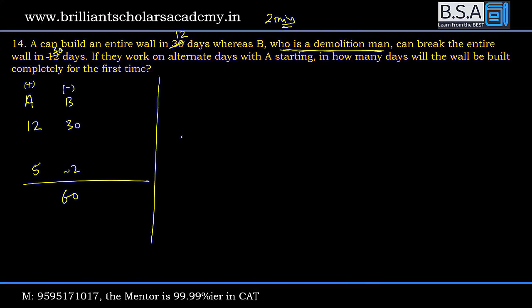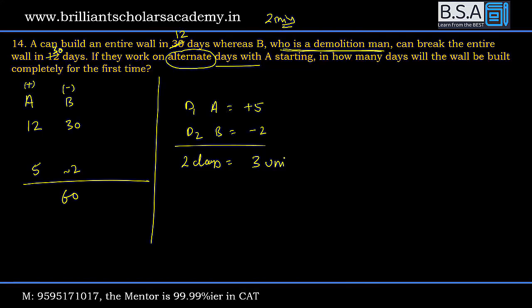So how such questions are solved is they are working on alternate days. So it's a pattern based question. Day 1, A will come and will build 5 units. Day 2, B will come and will destroy 2 units. So every 2 days, the work done is 3 units. Now the method I'm applying now is incorrect. So what multiple of 3 is 60? 20. So many people will mark the answer as 40 days, but you write this down and put a cross.